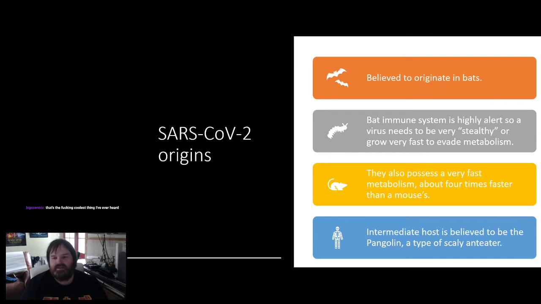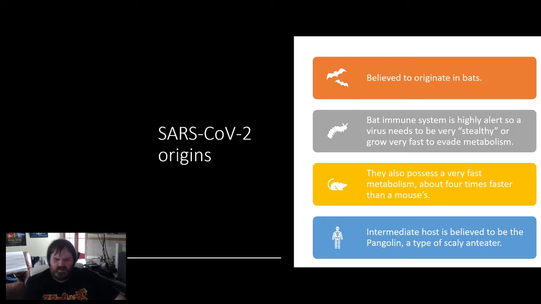The bat immune system is highly alert. So the virus needs to be very stealthy or grow very fast to evade the bat's metabolism and immune system. They have a very quick metabolism. They're about 4 times faster than a mouse.